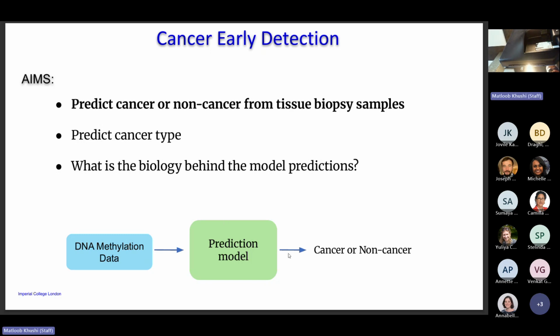Our data sets were DNA methylation data from cancer patients, and we had control samples from non-cancerous tissue regions from the same patient. So the task was to come up with a proper prediction model that can answer some of these questions. Like, can we predict whether the sample came from a tumor or non-tumor biopsy, and what kind of cancer is it?